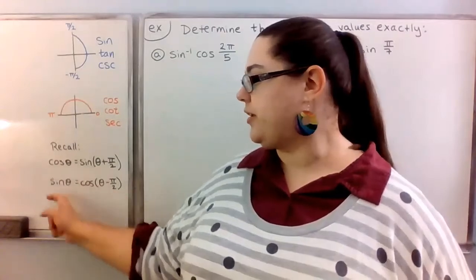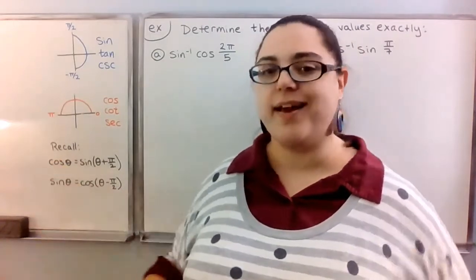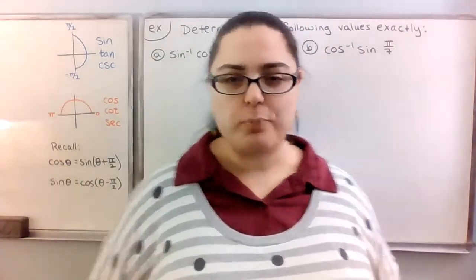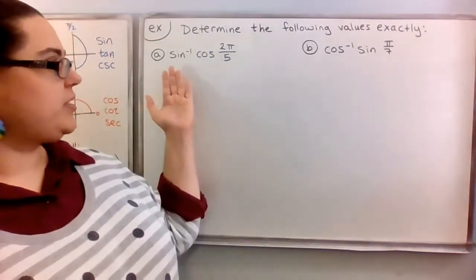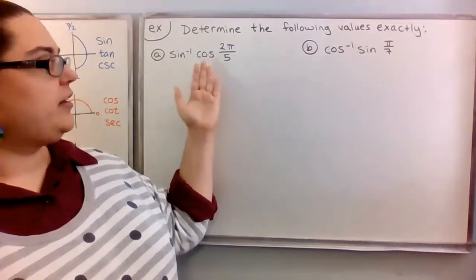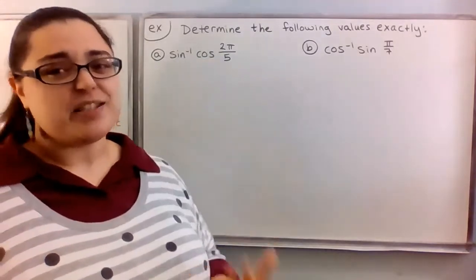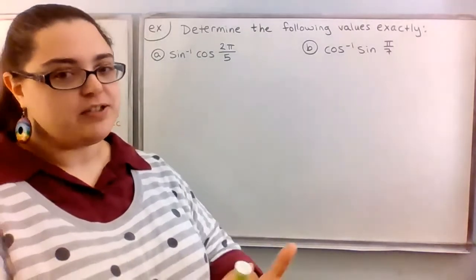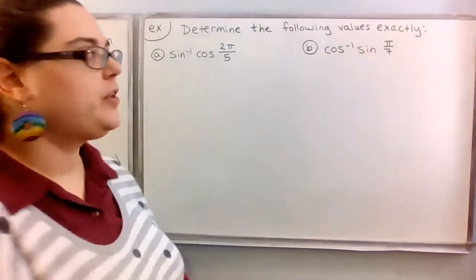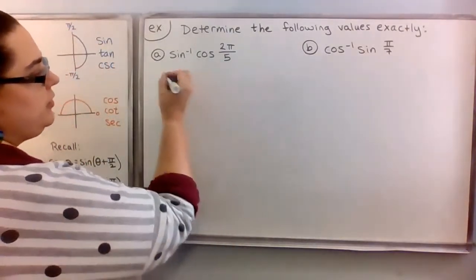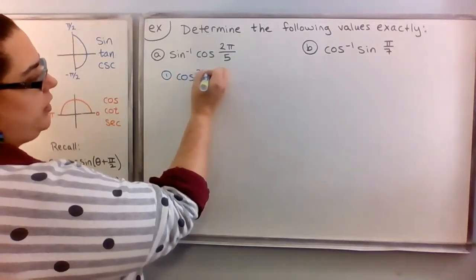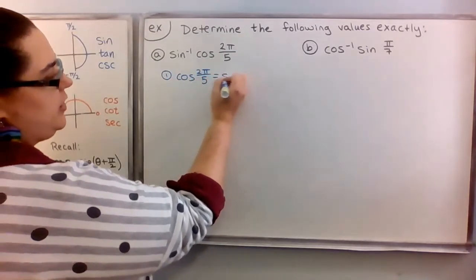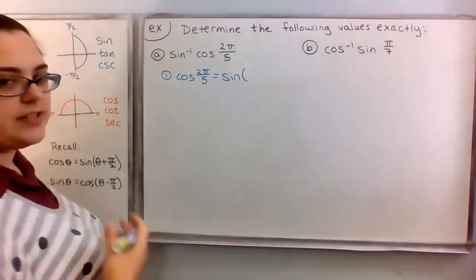So we're going to be using these two equations as we work through these identities or problems. The reason we're going to do that is because in order to figure out inverse sine of something, we really need it to be in terms of sine. So we want them to be in terms of the same trig function. So my first step here is to rewrite cosine of 2 pi fifths as sine of something.